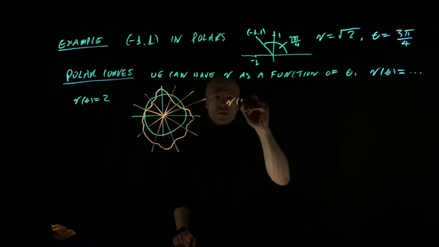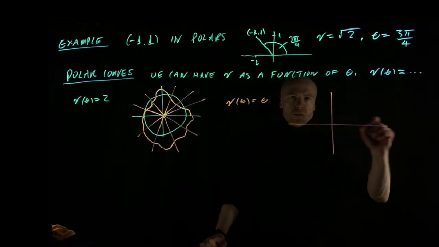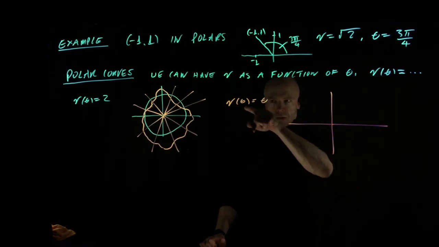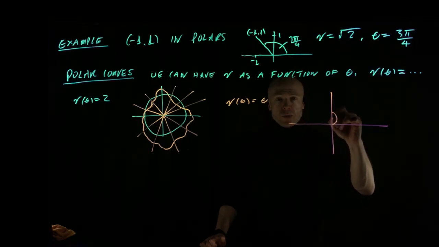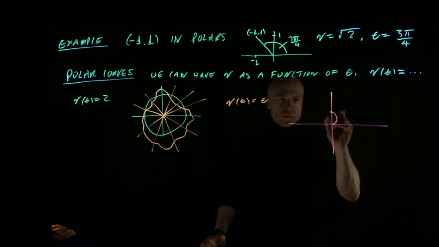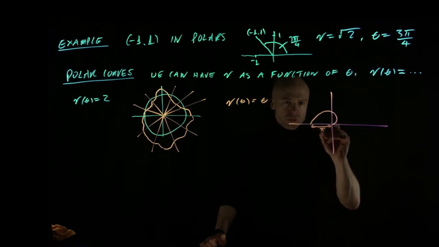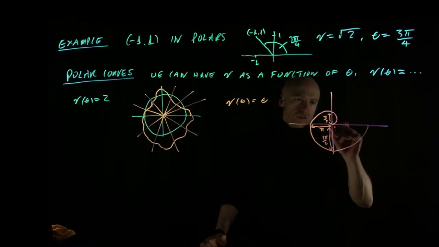If we have r of theta is equal to theta itself, very simple looking function, let's see what happens to it. So we're at zero, it's zero, right? And then as theta grows, r of theta grows, right? So it grows. And when we're at pi over 2, then this r is pi over 2, right? And then it keeps growing, and when theta is equal to pi, then this distance here is pi. And then when theta is 3 pi over 2, then this distance here is 3 pi over 2. And when we're at 2 pi, then this distance here is 2 pi.